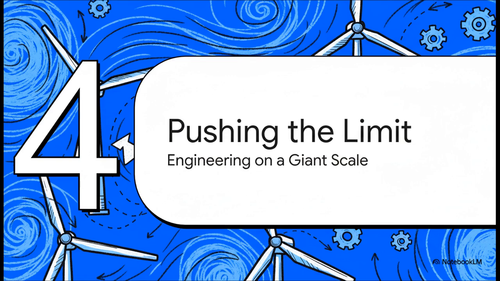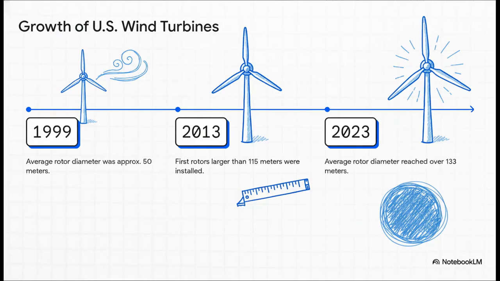Well, the answer is pretty straightforward. They just build bigger. And I mean much, much bigger. Just look at this timeline. It's pretty wild. In a little over 20 years, the average size of a turbine rotor in the US has more than doubled. We are deep in an era of absolutely giant-scale engineering.